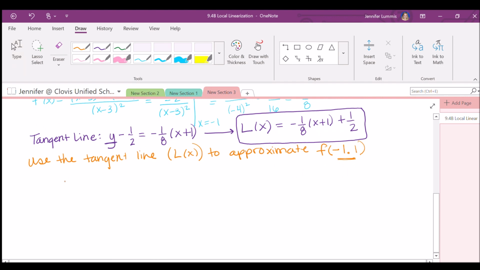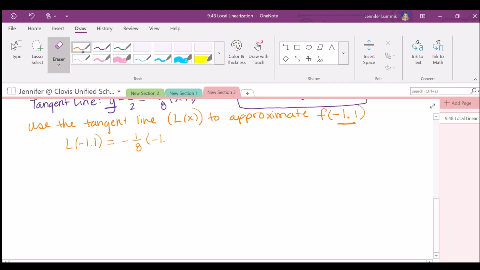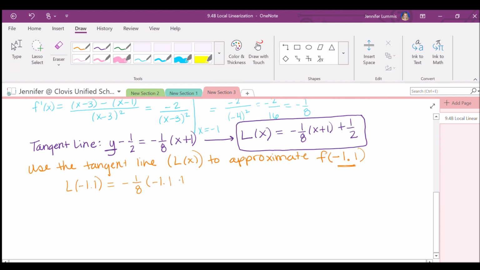So we take L of x, and we're just going to plug negative 1.1 into L. So negative 1/8 of negative 1.1 plus 1/2. All right, let's go back and fix that. Negative 1/8 of (negative 1.1 plus 1) plus 1/2. So negative 1/8 of negative 0.1 plus 1/2. So my double negative becomes positive.